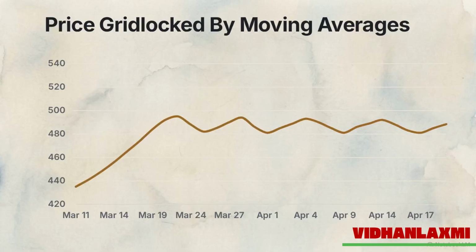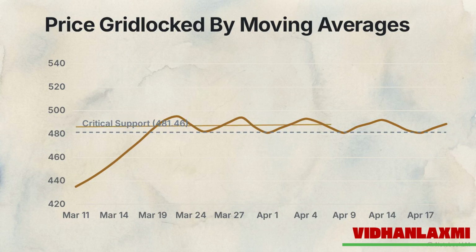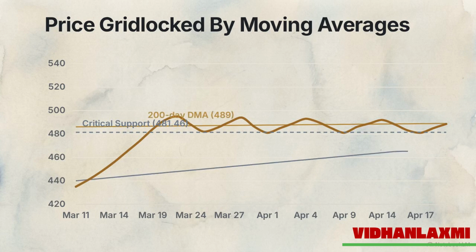The short-term structure rests on a critical support line at 481.46. As long as price holds above this, the macro uptrend remains intact, confirmed by the 200-day moving average tracking at 489 and the 20-day average at 469. Right now, the daily price is trapped, oscillating between long-term and short-term moving average boundaries. At the 20-day average near 470, price deviates by 18 points, indicating overextension.